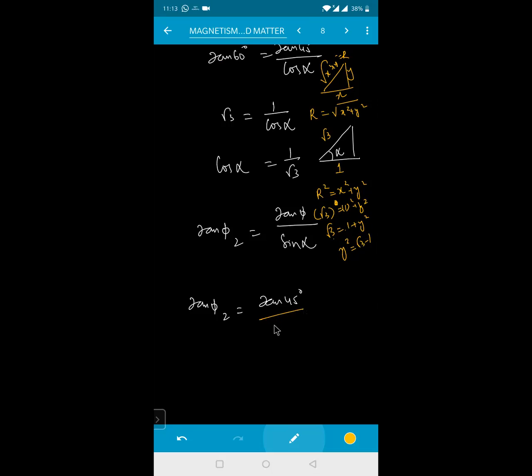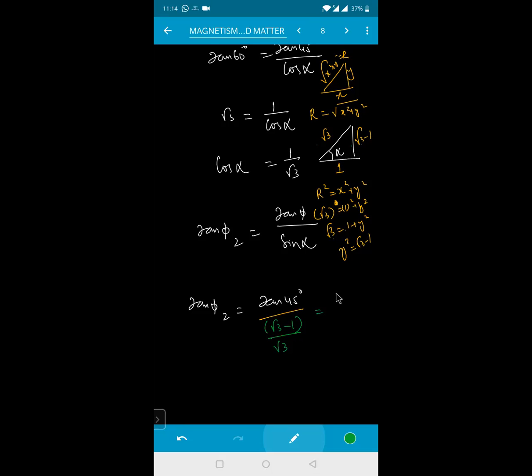Sin theta will become how much right now? Sin theta is which side by which side? Sin theta is opposite by hypotenuse, sir. This one is root 3 minus 1, so we'll get root 3 minus 1 divided by root 3. This side by this side, yes sir.